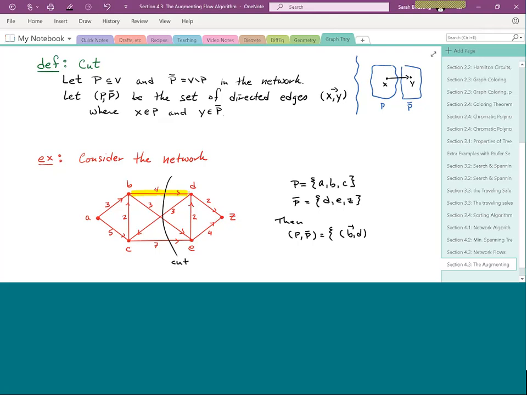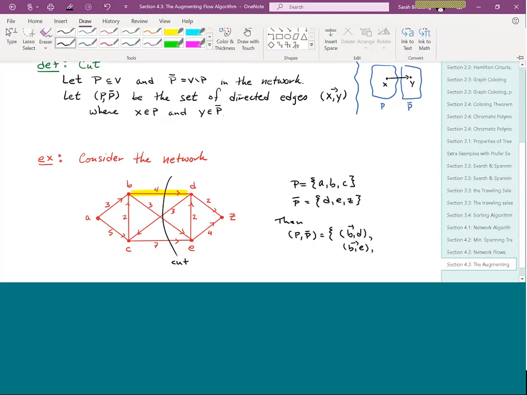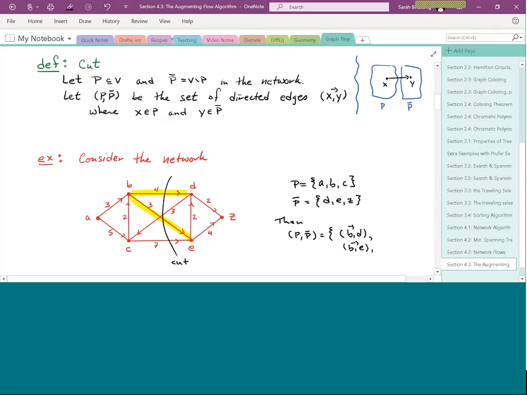So what's another edge that you think might be in the cut? BE. Yep, BE is a good one. And again, I'll stick to what your book did. So I'll highlight this one. Anybody spot another edge? Yep, CE is in the cut. So let me go ahead and put that one in. And I'm going to claim that this cut only has 3 edges in it. Anybody have a guess why it only has 3 edges in this cut?